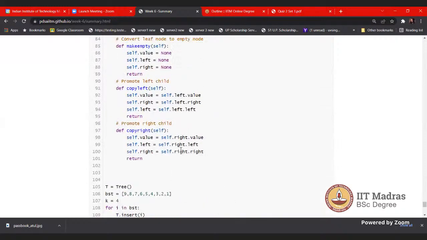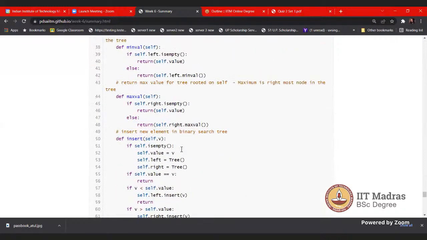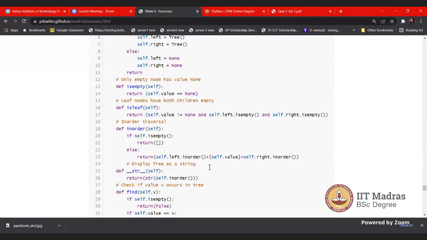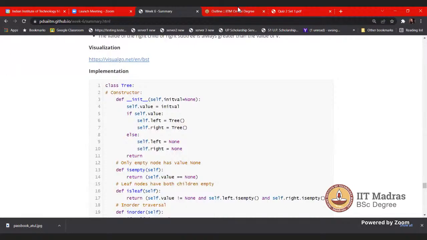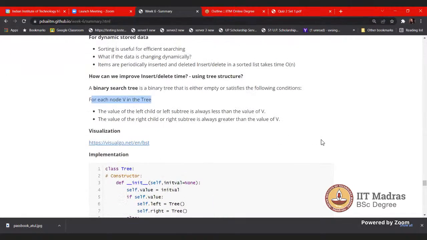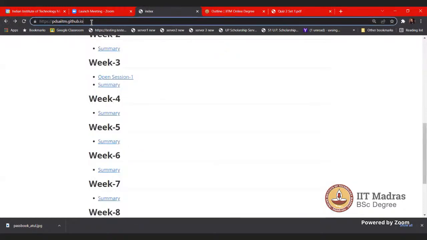So this is the last topic for week 6, binary search tree, and we are moving to the next. Is there any question from week 6?